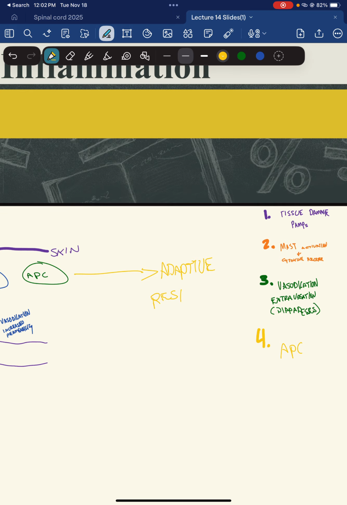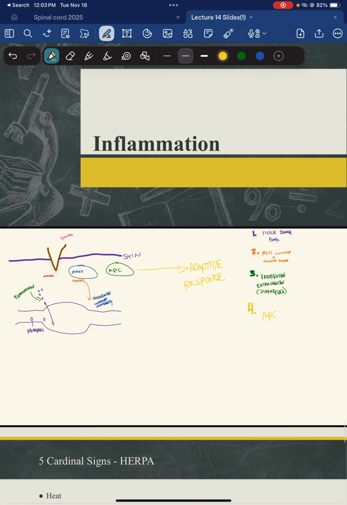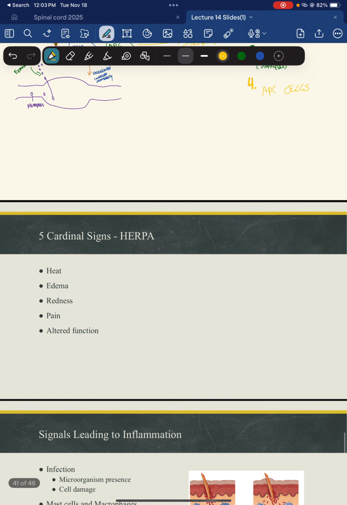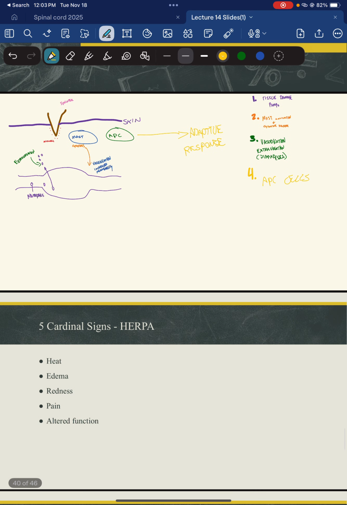So we have heat from increased blood flow. We have swelling from increased blood flow, fluid accumulation, cell accumulation in interstitial areas. We have redness, because now there's more blood close to the surface of the skin. Altered function is just a result of all of this.